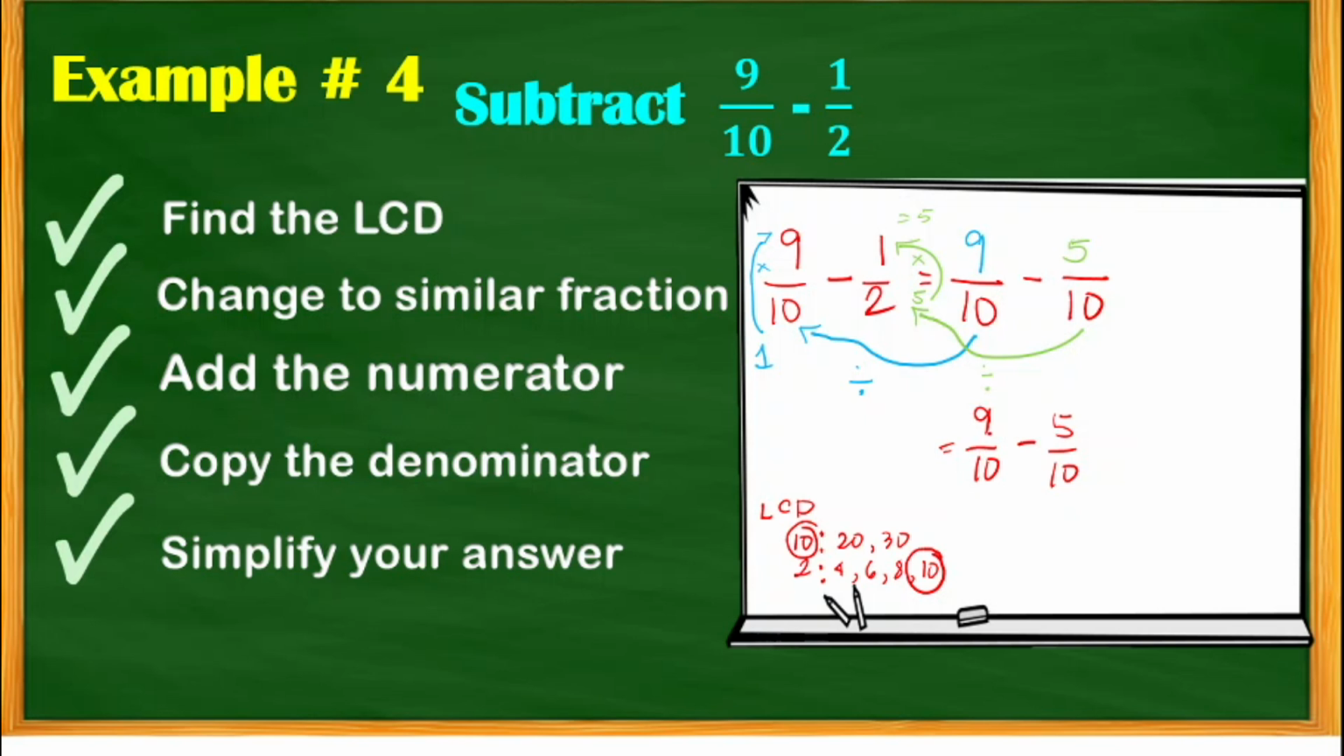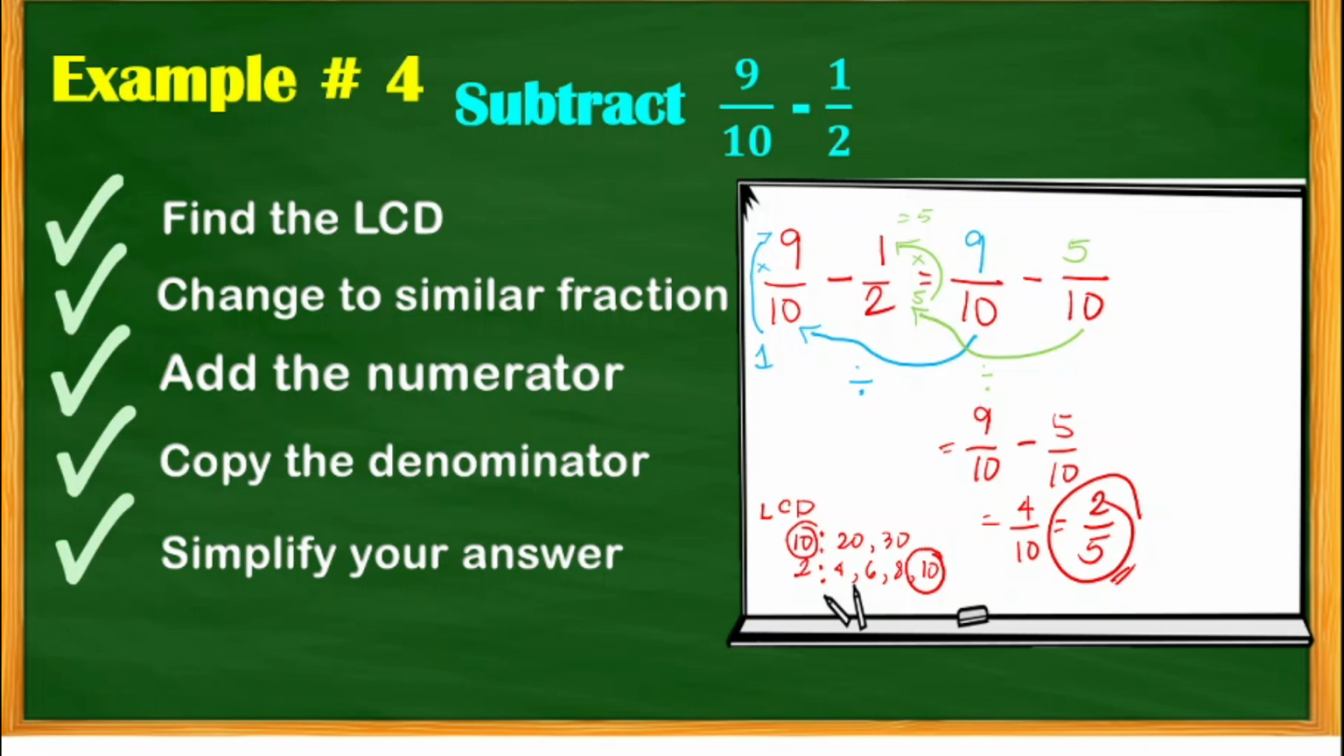We're going to perform the operation 9 minus 5. The answer would be 4, and then copy the denominator 10, and then simplify your answer if possible. 4 tenths has a common factor, so the common factor is 2. 4 divided by 2, the answer is 2. And then 10 divided by 2, the answer is 5. So the final answer is 2/5.